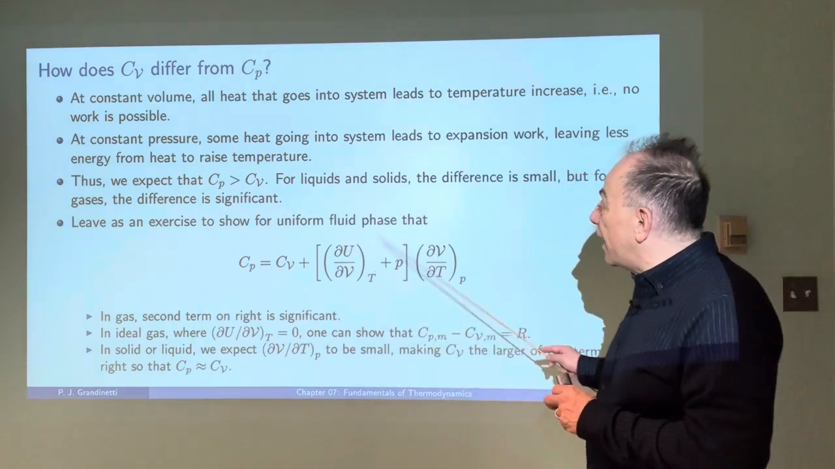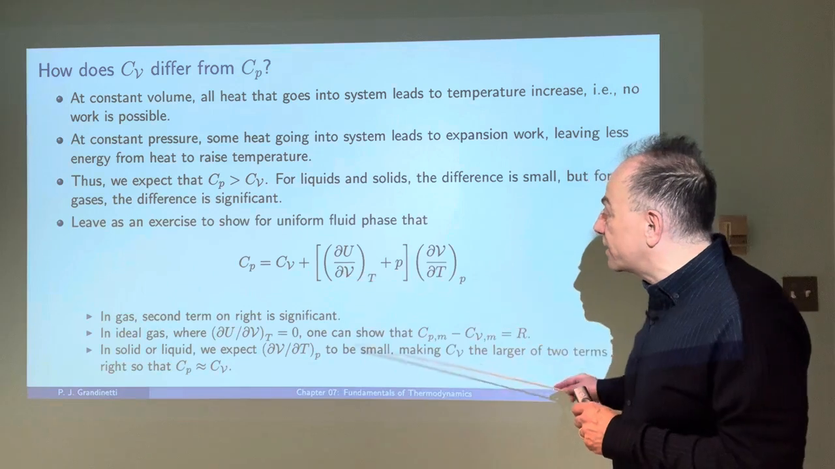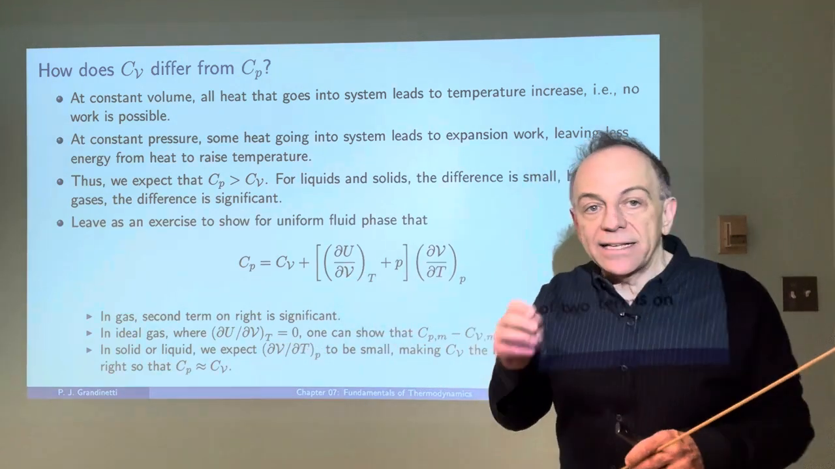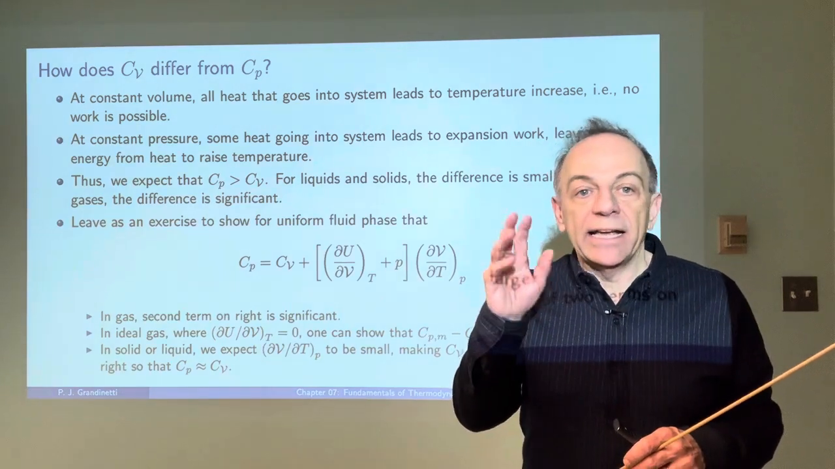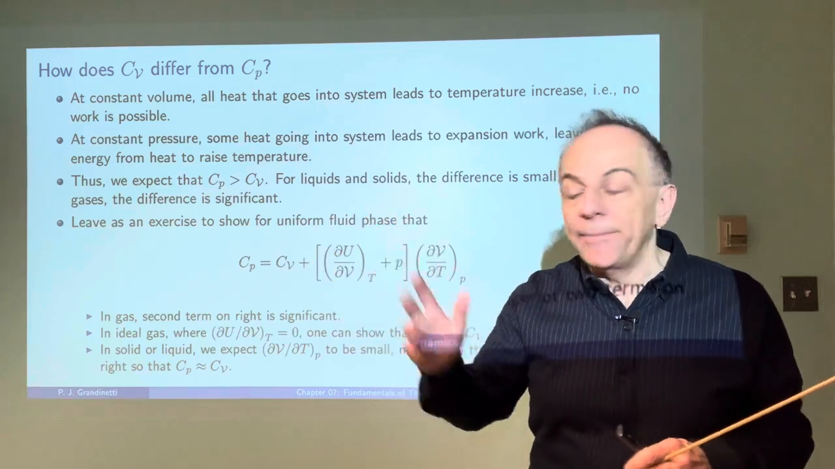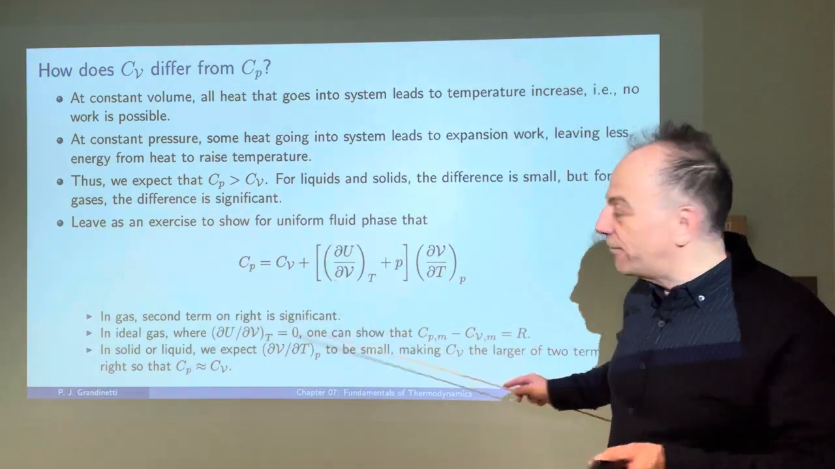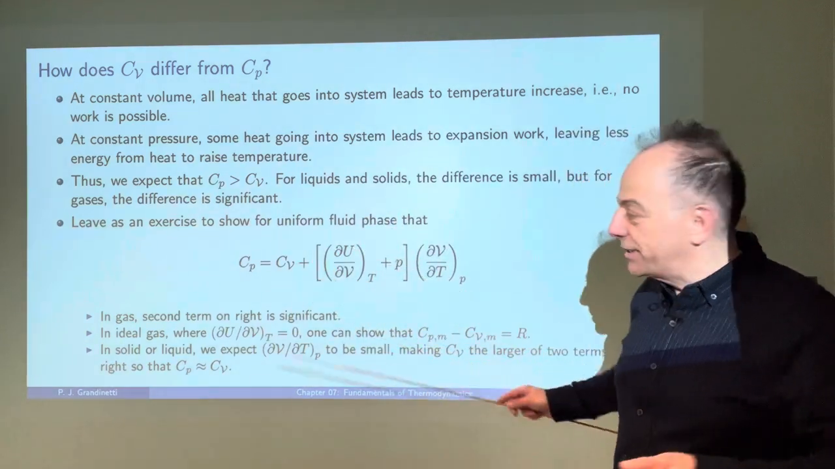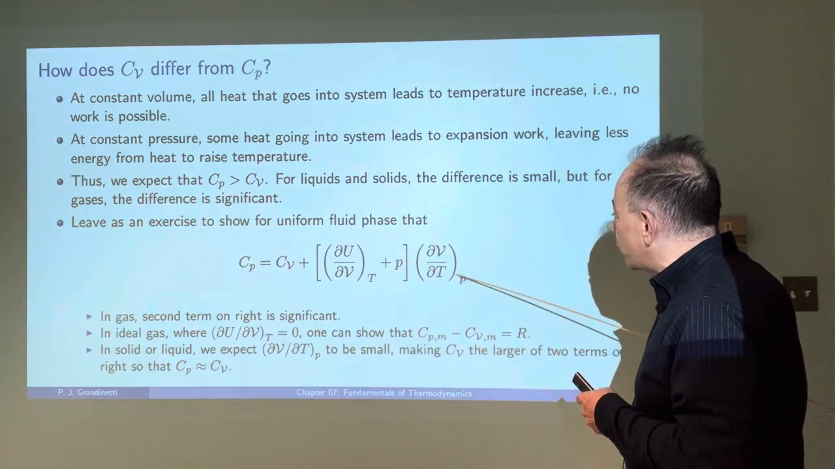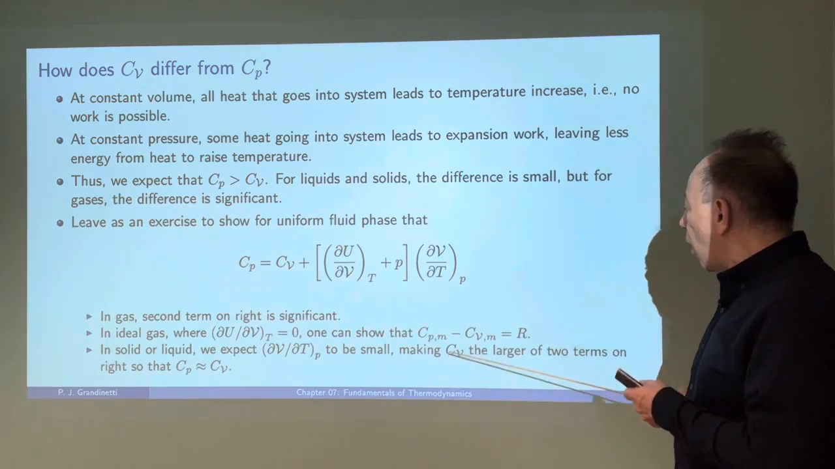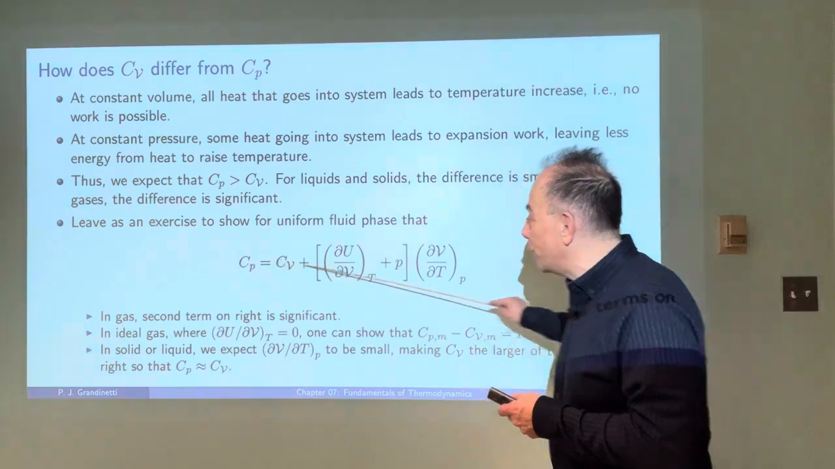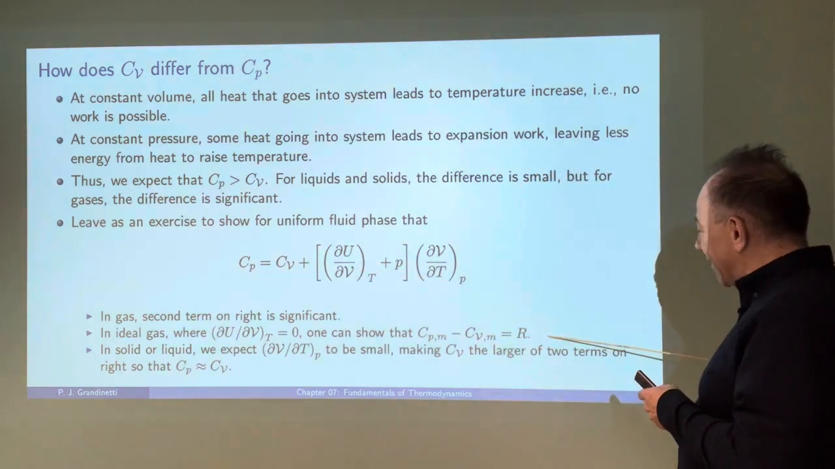Now, in a gas, this second term here can be pretty significant. And so what you see is, in an ideal gas, remember, in the kinetic theory of gases, we saw that the internal energy was just 3/2 RT, right? And you can see that there's no dependence on volume, so dU/dV is equal to 0. So for an ideal gas, this term is equal to 0, and then you can show that what's left over here will give you basically R, so you can see that CP minus CV is just equal to R.